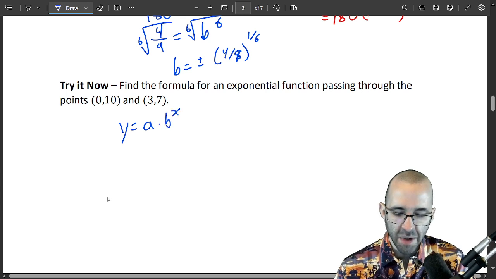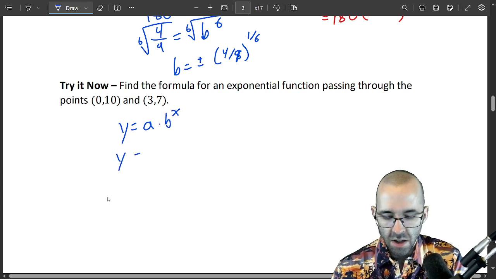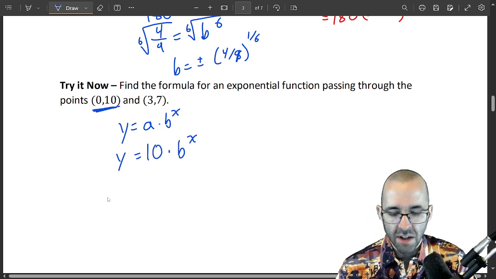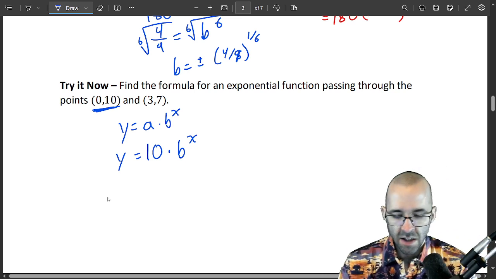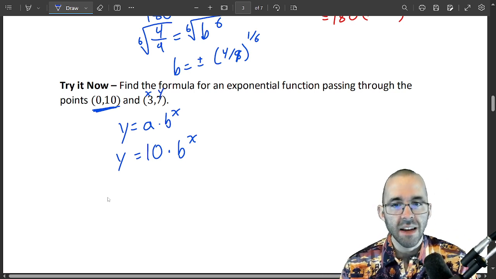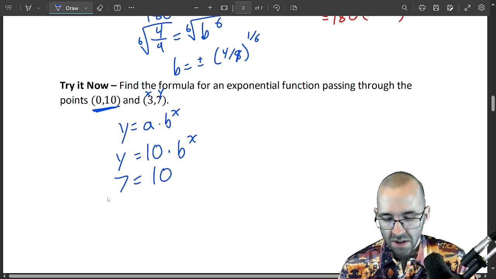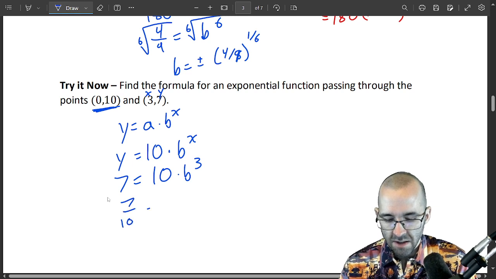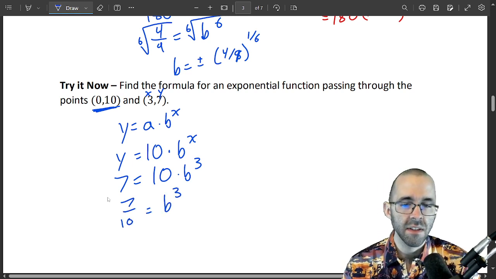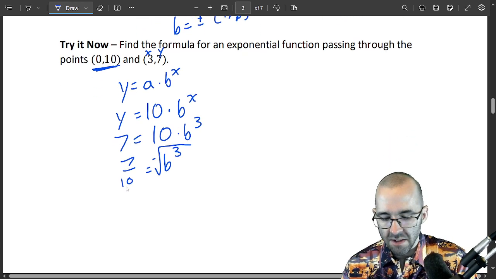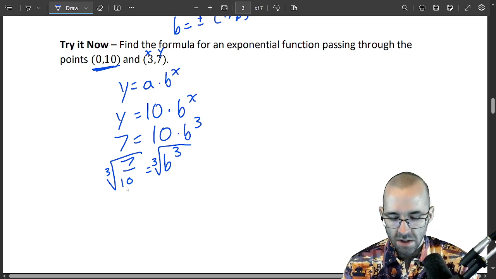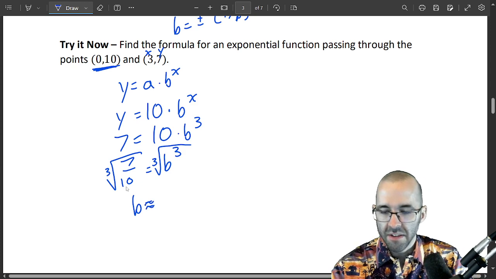So again, you can use either form, but I think this form's probably going to be easier. We know we're starting at 10. That's our A value. A is the starting value. We just need to find the B value. Well, we know that x is 3 when y is 7. Let's solve for B. Divide both sides by 10. You get that B cubed is 7/10. And we'll take the cube root of both sides, which is the same thing as raising both sides to the 1/3 power. So B will be the cube root of 7/10.